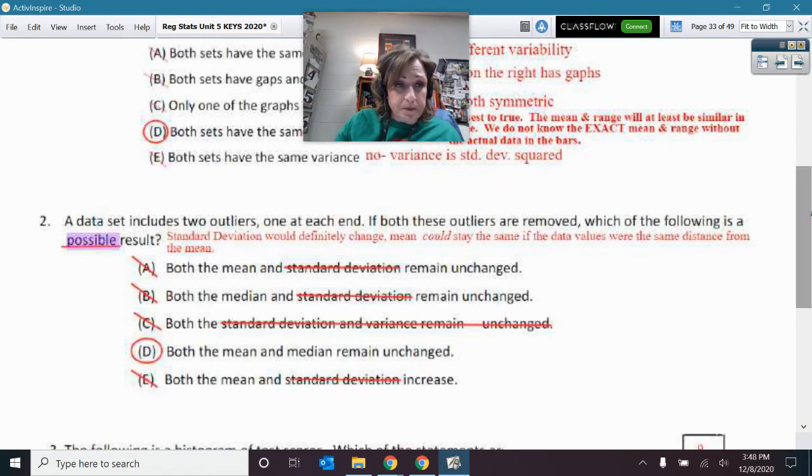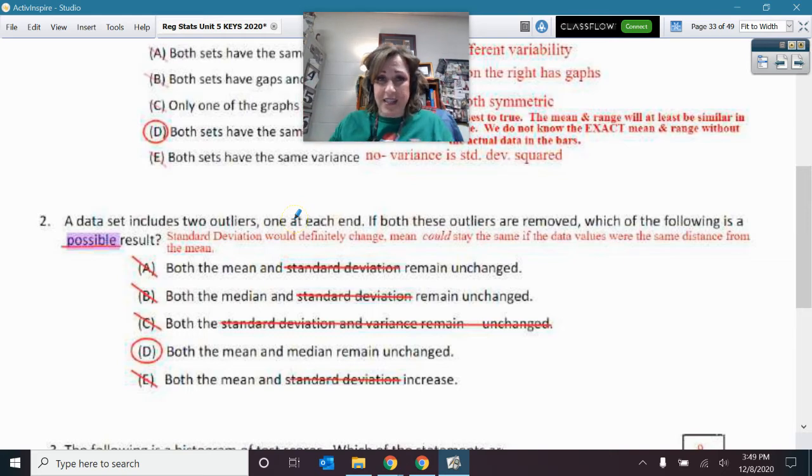All right, number two, if a data set includes two outliers, one at each end. So this is interesting. If we remove those, which of the following could happen? Which is a possibility? So if I remove these outliers, I know the standard deviation will get smaller. Now, I don't know that the mean will change because what if one of these numbers is 100 above the mean and this one is 100 below the mean? Then when I remove those, the mean stayed the same.